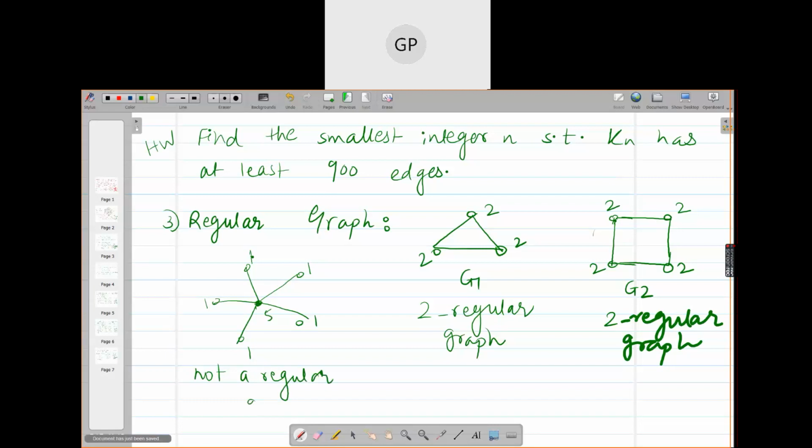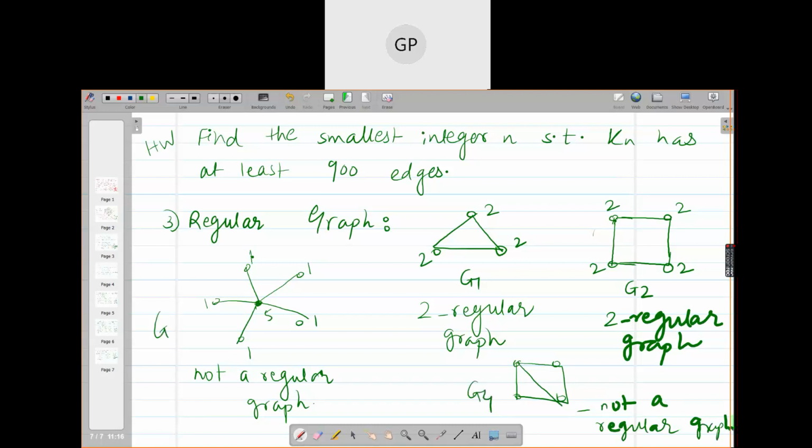This is not a regular graph. All of you draw these examples, then we will write the definition. And this also if I draw, this is also not a regular graph. इसका नाम मैं G4 रखती हूँ, इसका नाम मैं G3 रखती हूँ. So G1, G2 are 2 regular graphs. G3, G4 are not regular graphs. Okay.